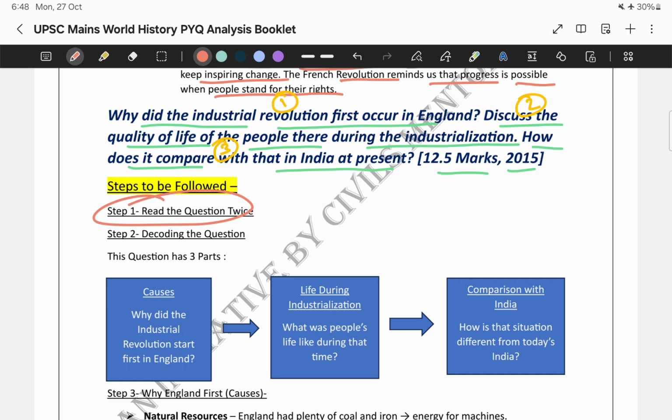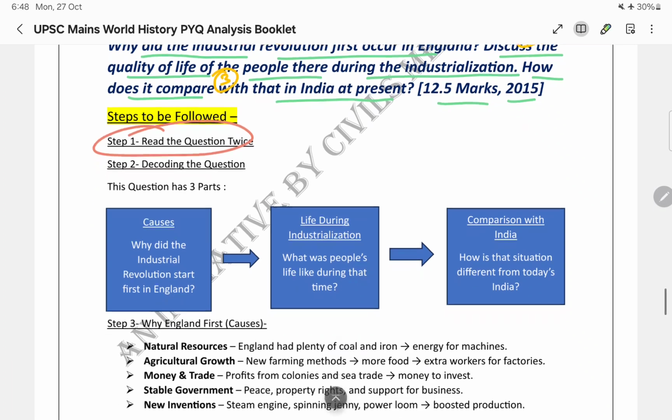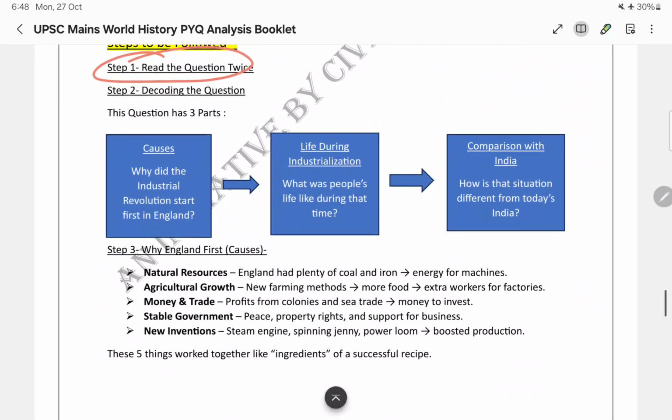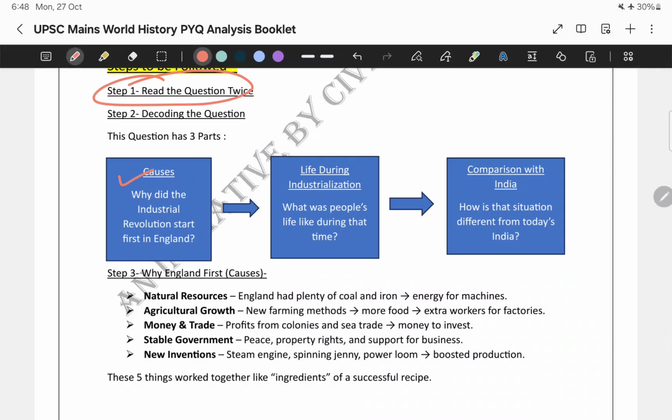Let us break this question down. As we have discussed, this particular question has three parts. What are those three parts? The first part is asking about the causes, that is, the reasons: why did the Industrial Revolution start first in England only? It could have started in other countries, but why exactly did it start in England? That means it is asking for the causes or the reasons.